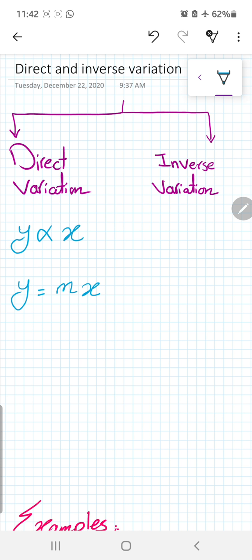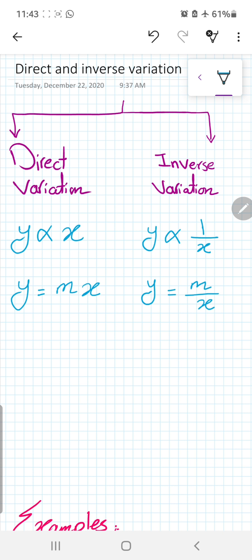Okay, if we talk about inverse variation, also y and x are two variables. So y varies with 1 over x. So here y increases and x decreases, and the converse, y decreases and x increases. So the relation between y and x is inverse variation. Okay, so it varies, and y equals any constant, like m over x.